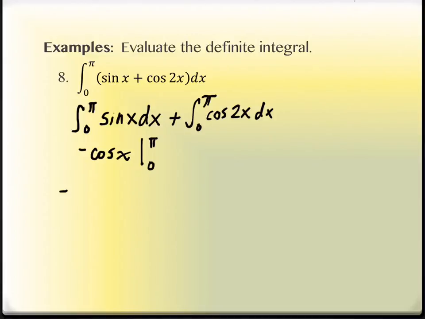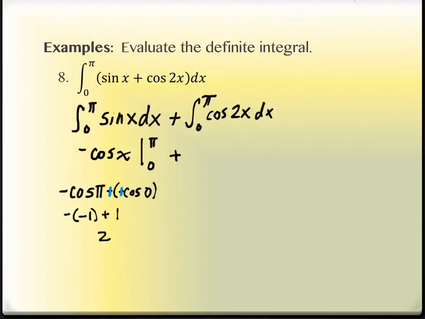So this is negative cosine of pi minus a negative cosine of 0. And if we want to, we can change these two because it's minus a negative. What is the cosine of pi? Negative 1. And I've got a negative in front. So this is negative, negative 1. Plus, what's the cosine of 0? 1. So this is 2. Right? Okay, sort of half the problem done, basically.